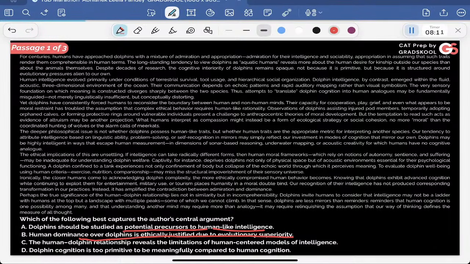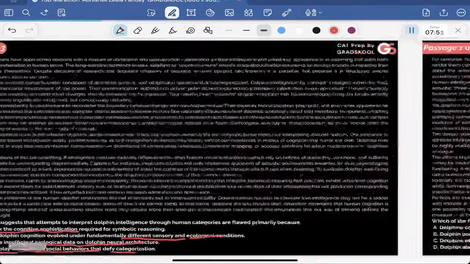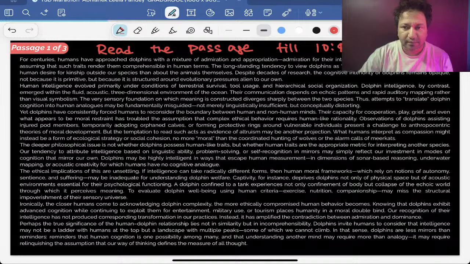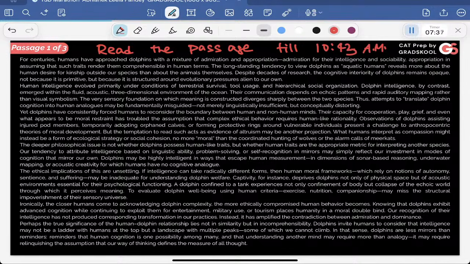The things that I'm marking over here, these are things which you will be writing in your real GAT. The human-dolphin relationship reveals the limitations of human-centered models of intelligence; dolphin cognition is too primitive to be meaningfully compared to human cognition. All right, let's see. So here we go. I'm going to be visible now to all of you. I think it's better not to be visible because it captures most of the screen.